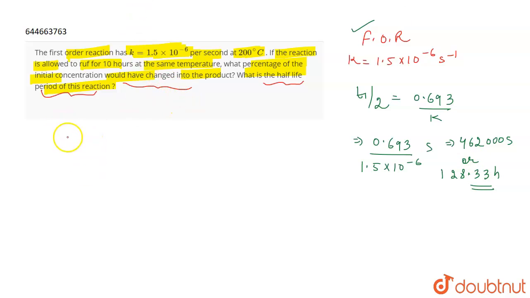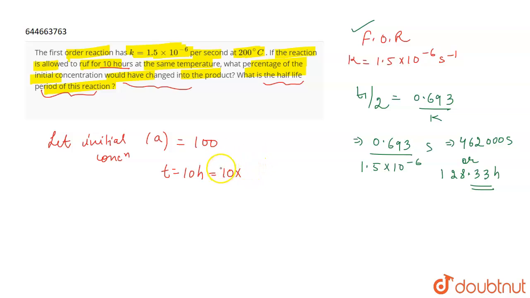Now for a first order reaction, let us first assume that the initial concentration A be 100, right? We are assuming it to be 100. Now it is given to you that the reaction runs for 10 hours, right? So the time is equal to 10 hour, okay? And you have to convert it into seconds.